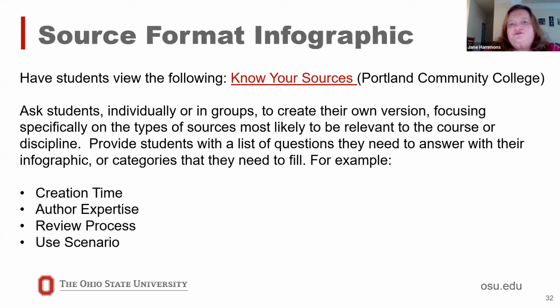So earlier I showed you the Know Your Sources infographic. That is a great source, but it is getting a little bit old, and it is also not really discipline specific. So I think a great assignment would be to have your students use that as a guide, create their own version, focusing specifically on the types of sources that are most relevant to the course or the discipline, and giving students some questions to guide them or some categories that they need to include.